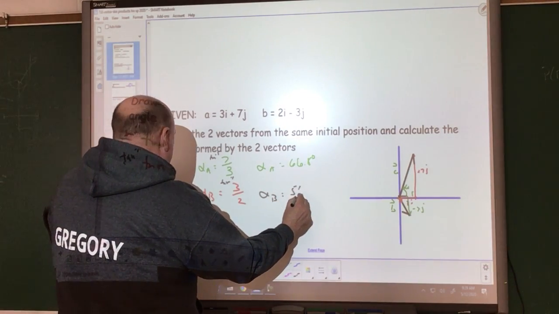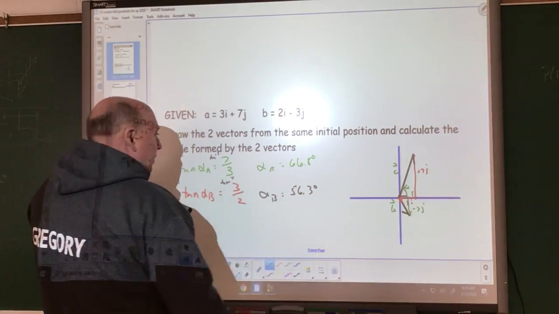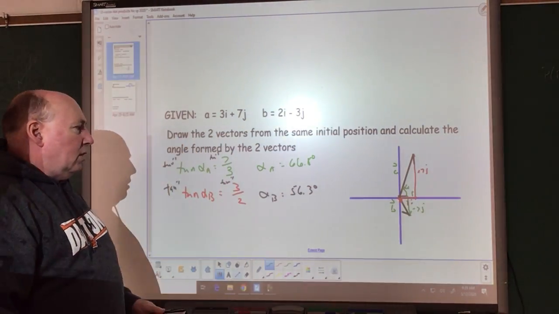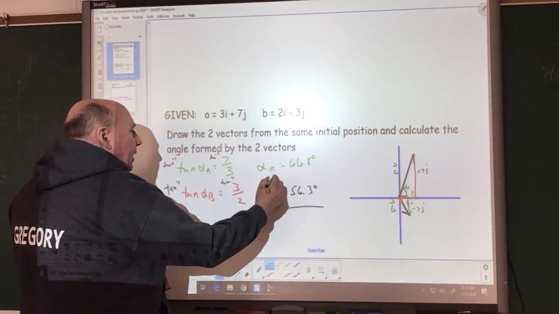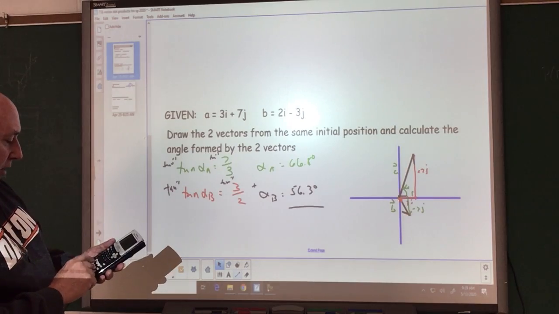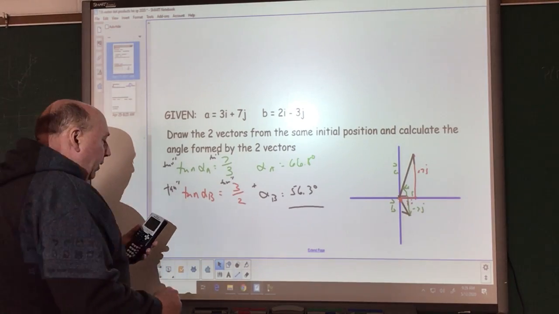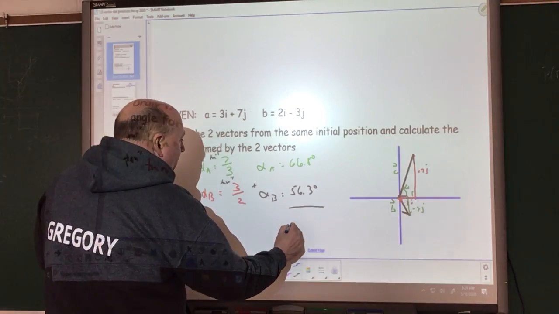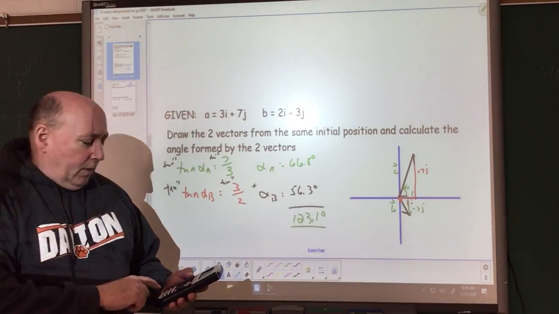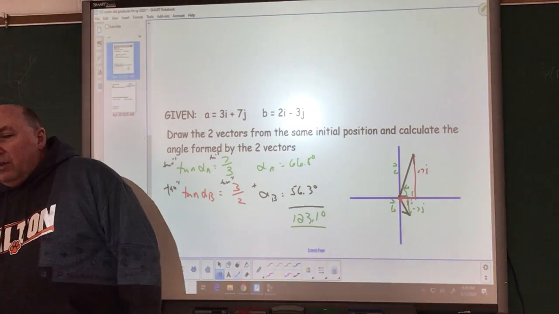is 56.3 degrees. So the angle that's formed by these two vectors, we can add these two together. We get 123.1 degrees is the angle formed by that. So that's one way of being able to do this.